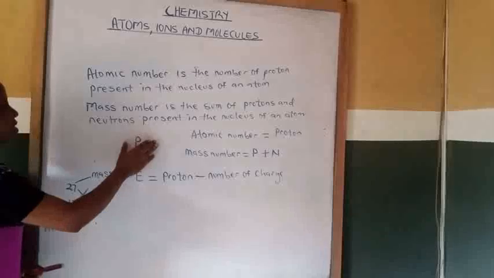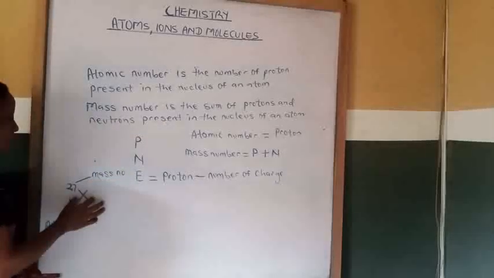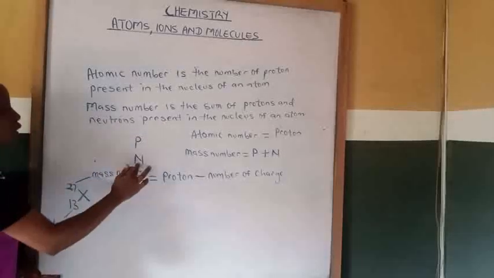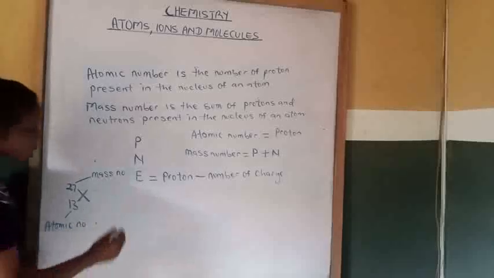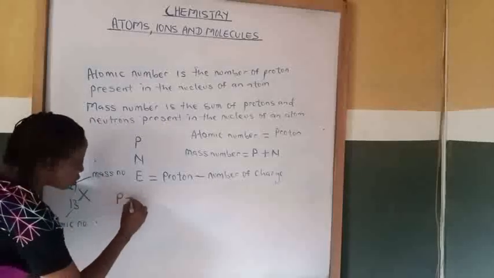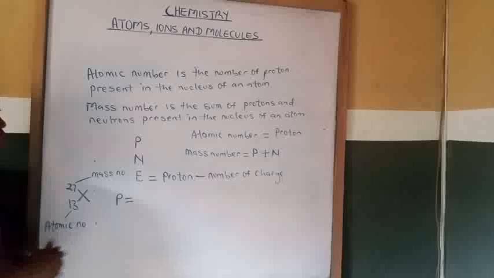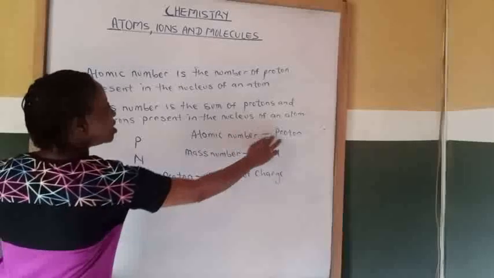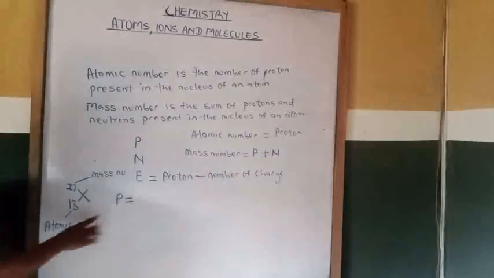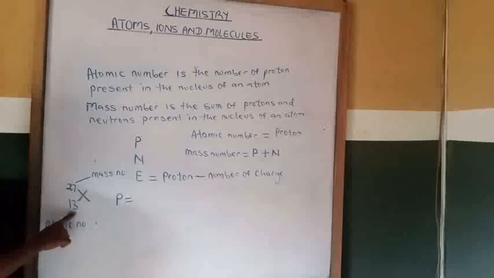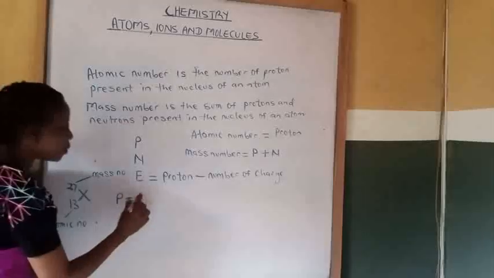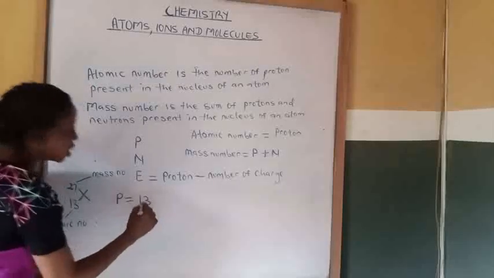That is not where we are going. We want to calculate the number of proton, neutron, and electron for element X. So what will be the number of proton? Atomic number is the same thing as the number of proton. The atomic number of element X is 13. So therefore the number of proton will be equal to 13.